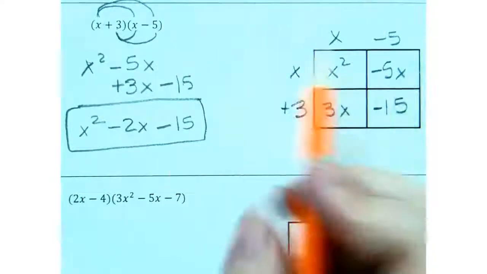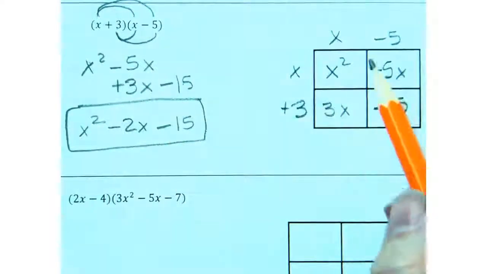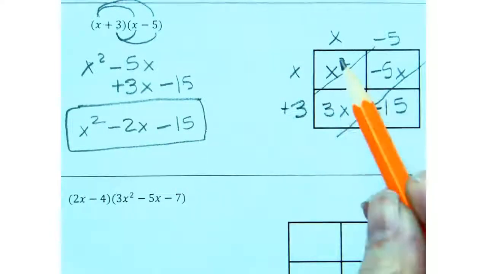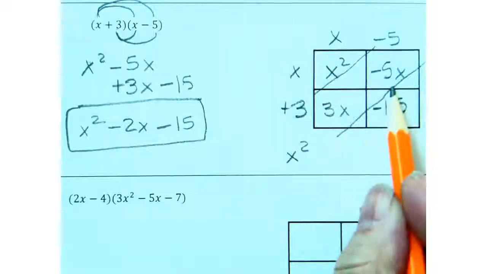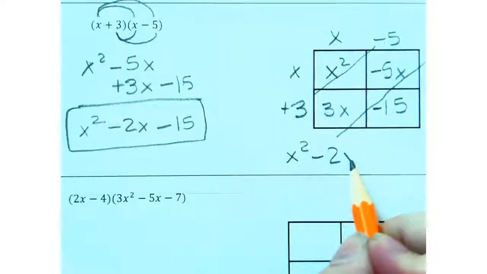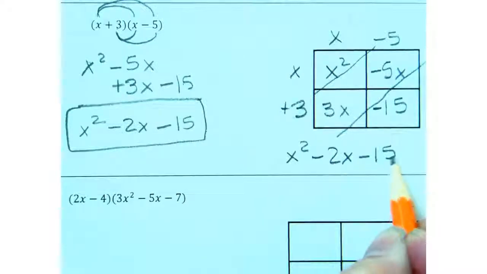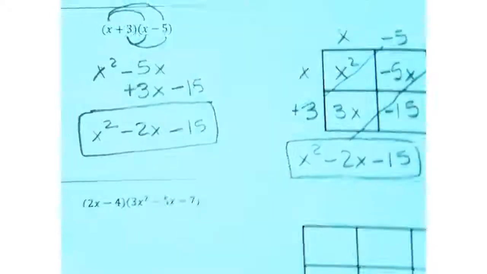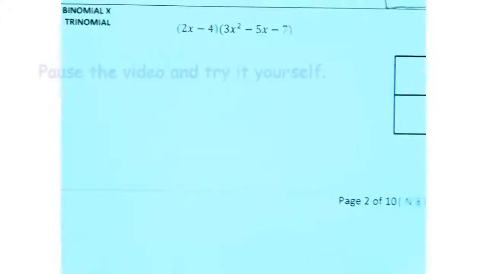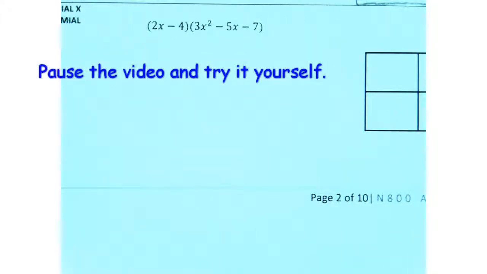To add like terms, draw diagonals. Now you see x squared is alone. 3x minus 5x are like terms, and add to negative 2x and negative 15 at the end. The same solution, different methods. The last example is a binomial times a trinomial. Pause the video and try this one yourself.